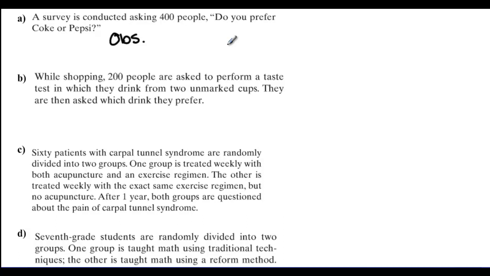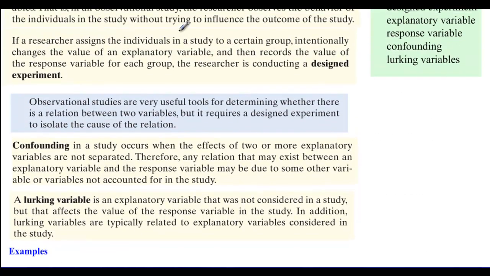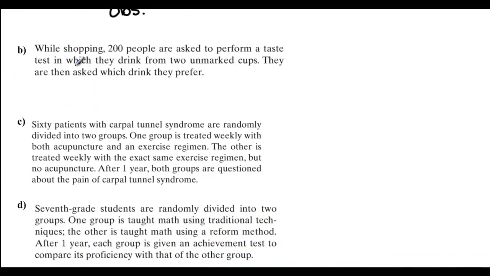For B, while shopping, 200 people are asked to perform a taste test in which they drink from two unmarked cups. They are then asked which drink they prefer. Now this is sounding closer to a designed experiment, but if we look back up here, it's telling us that they have to assign the individuals in a study to a certain group. So they intentionally change the value of an explanatory variable in the two groups. So with these 200 people, nothing is different between 100 of them and the other 100 of them. So this is just asking for an opinion from 200 people. So this is going to be observational.